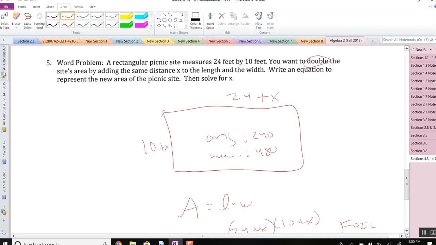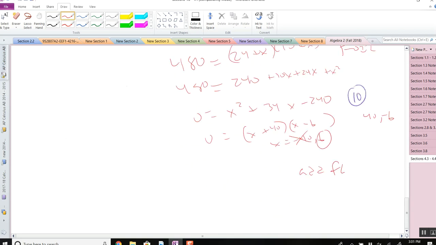Add 6 feet to each side. And that concludes the video.